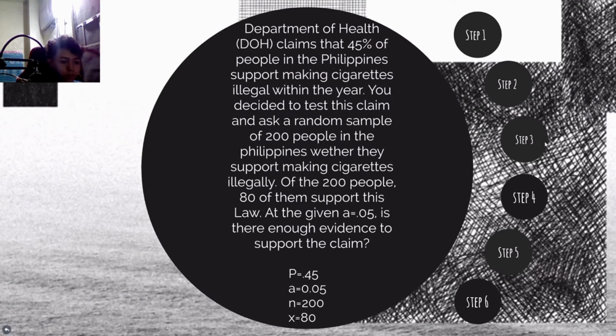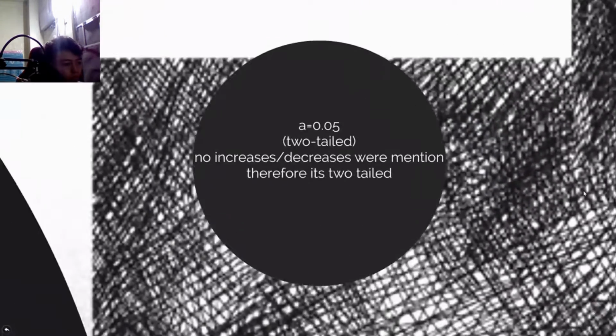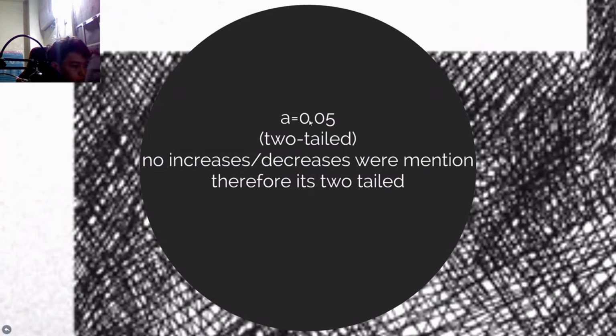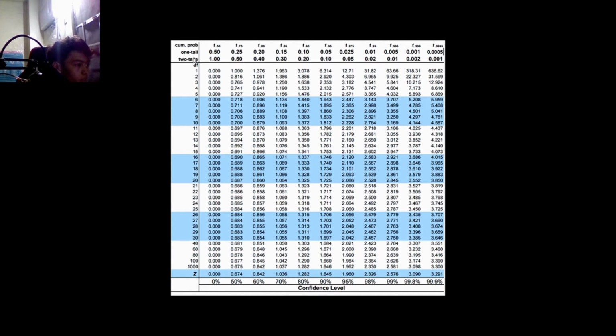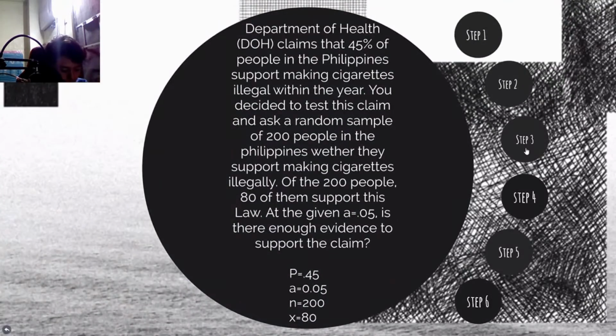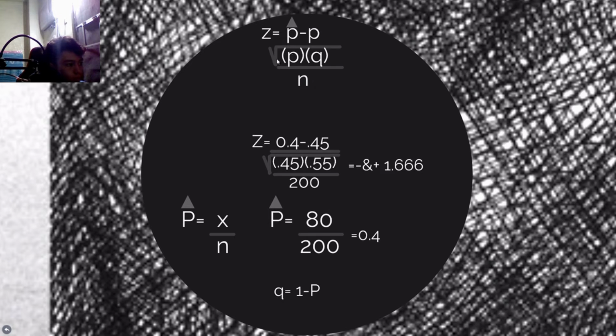Now in step 3, we will get again the critical value. So let's go back to step 2, which is the alpha, 0.05 and it is two-tailed. Two tails and 0.05, which is here, 1.960. So that is our critical value, 1.96.